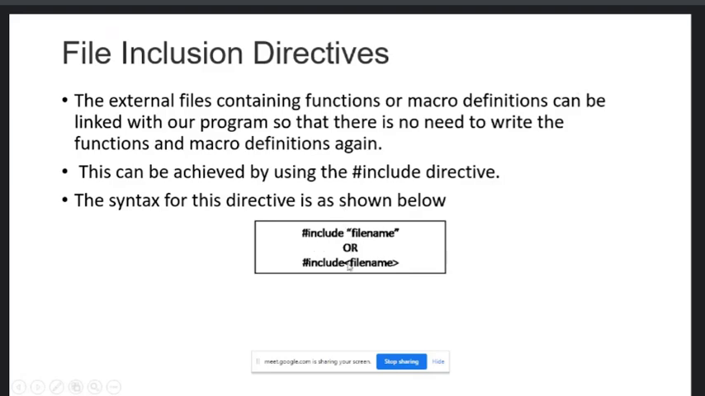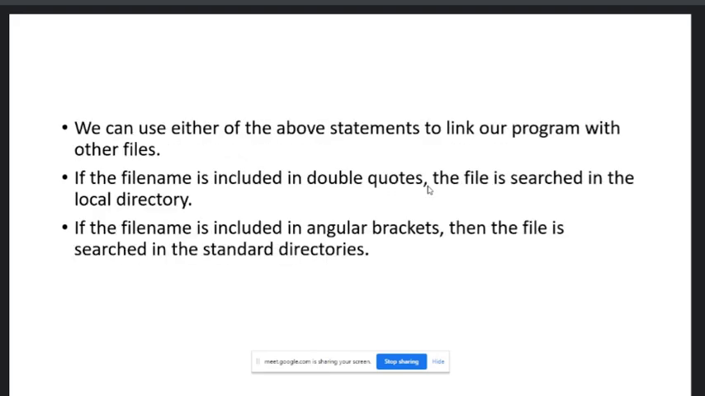You can write it in angle brackets or in double quotes. There is a minor difference between the first line and the second line. So we can use the #include directive to include any file. What is the advantage? If we define a macro or function in that file, we can use those definitions inside our program. Instead of redefining the function or macro, we can use that file directly if we use the #include directive. So we can use either of the above statements to link our program with other files.